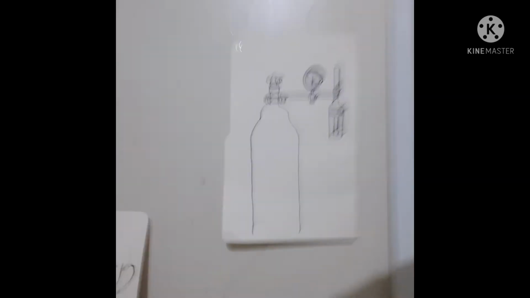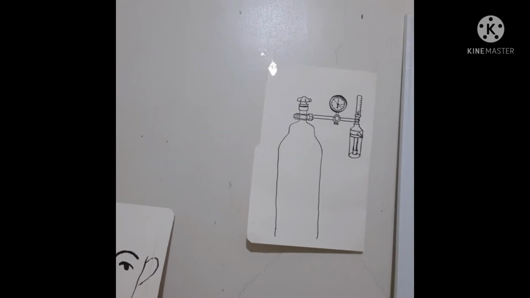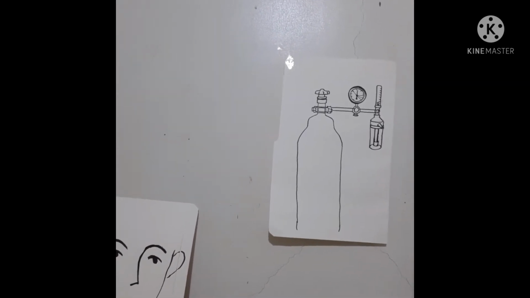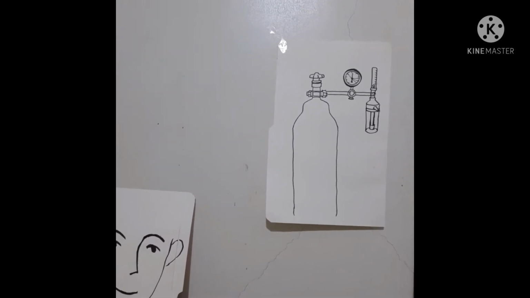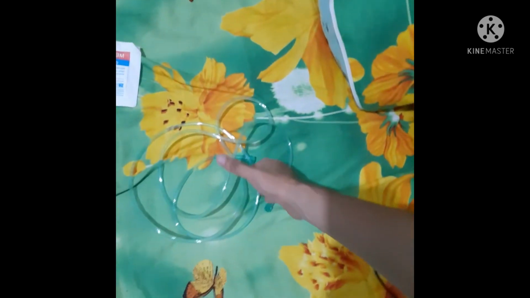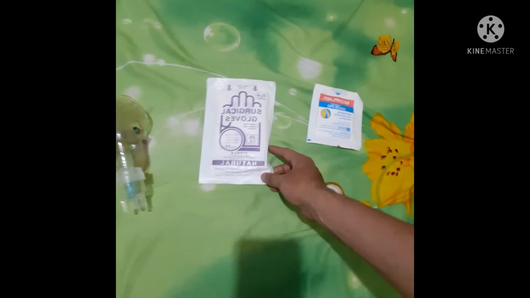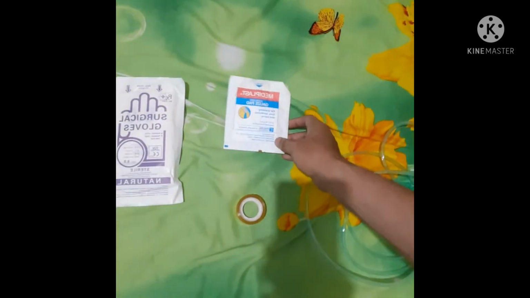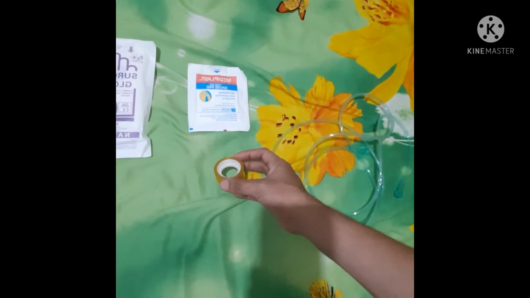So for our equipment, I'll show you, Ma'am Kalinawan, we have here the oxygen tank, the gauge, the flow meter, and the humidifier. Let's assume that that is our oxygen setup. We'll also need the nasal cannula, the rebreather face mask, a pair of surgical gloves, a gauze, and plaster.